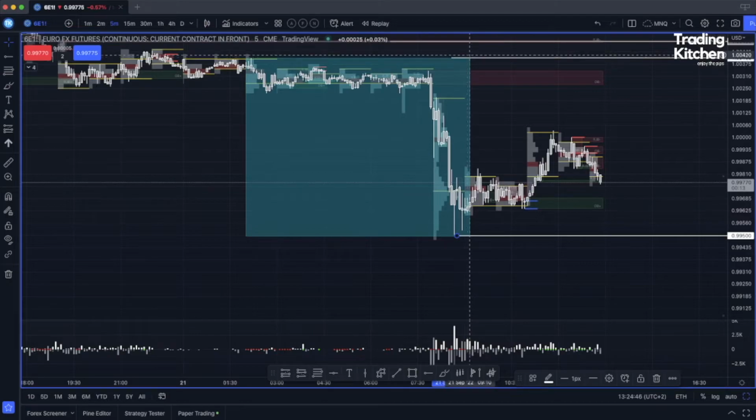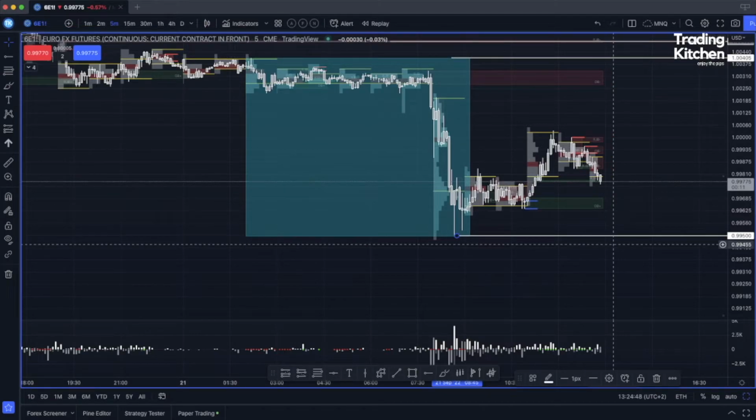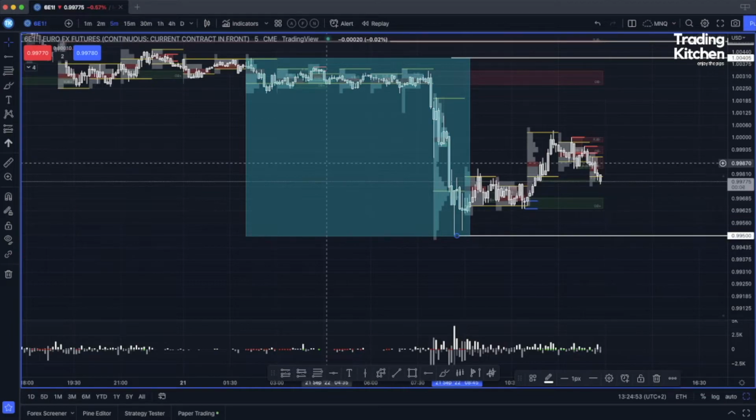when price touches these levels. The second indicator, Market Profile with TPO.